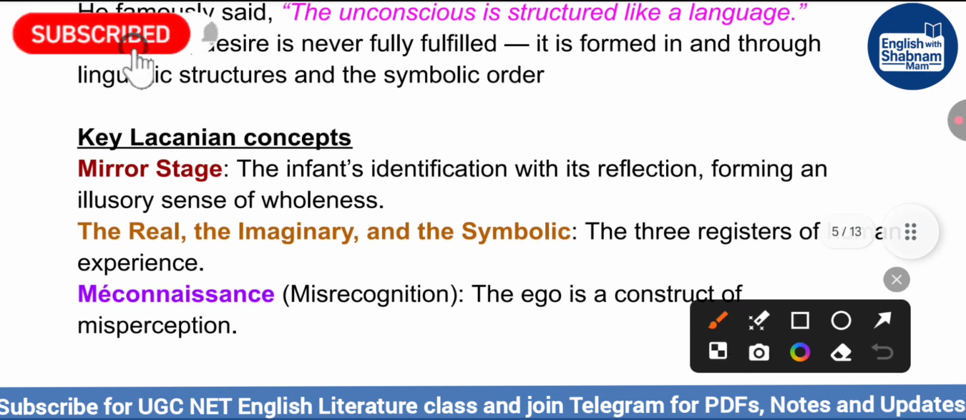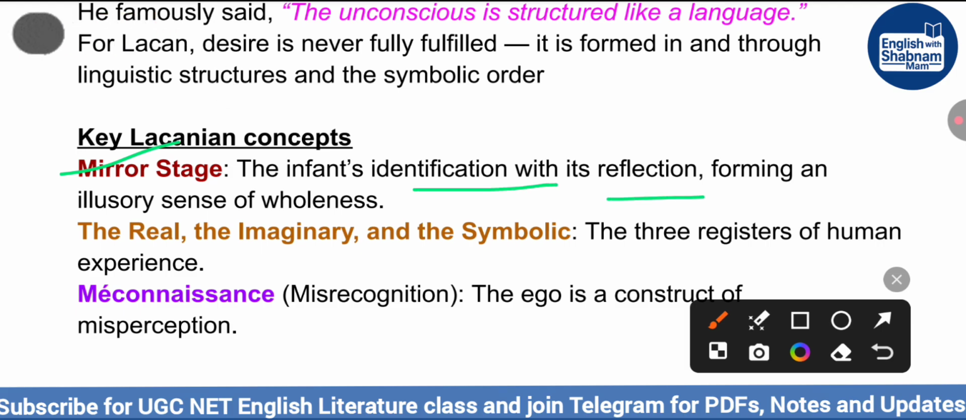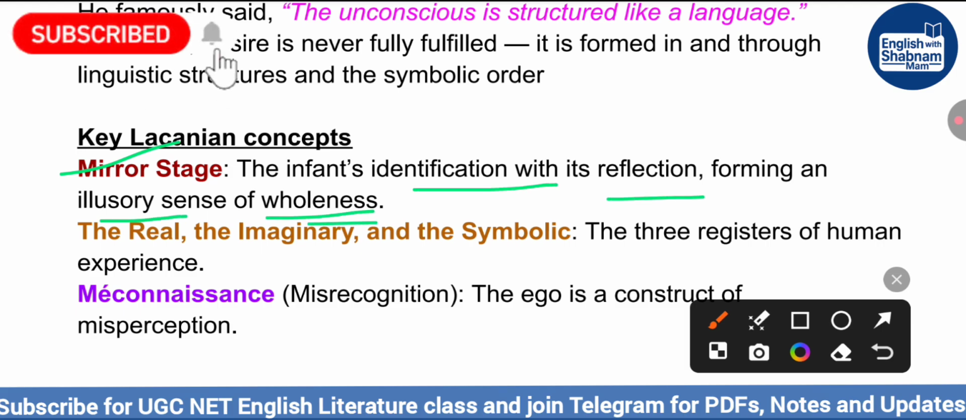What are the concepts given by him? The mirror stage: the infant's identification with its reflection, forming an illusory sense of wholeness. While looking in a mirror, the infant child, how is he going to identify that he is the one? But when he grows, he is able to identify himself while seeing himself in a mirror.